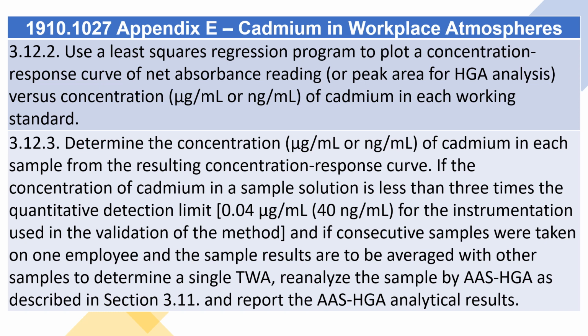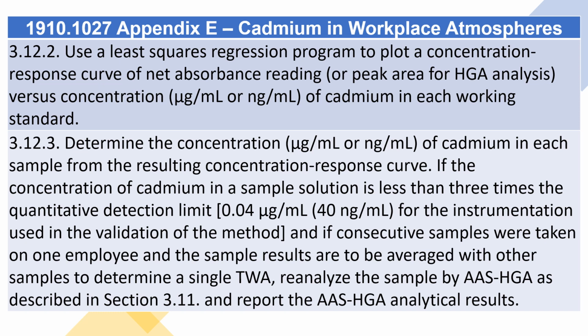3.12.2. Use a least squares regression program to plot a concentration response curve of net absorbance reading, or peak area for HGA analysis, versus concentration, µg/ml or ng/ml, of cadmium in each working standard. 3.12.3. Determine the concentration, µg/ml or ng/ml, of cadmium in each sample from the resulting concentration response curve.